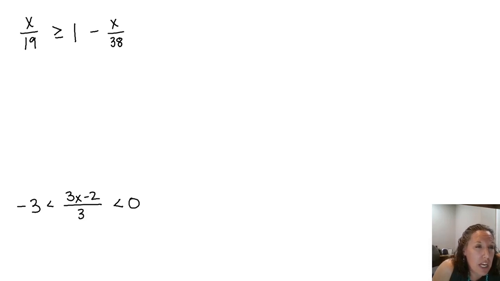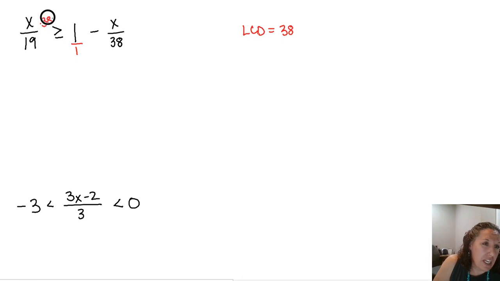So in the denominator we have really three fractions that we're looking at here. We've got x over 19, we have 1 over 1, and we have x over 38. So our LCD here is going to be 38. That is the smallest number that all three of those go into. And so we're going to multiply each of these terms by 38.